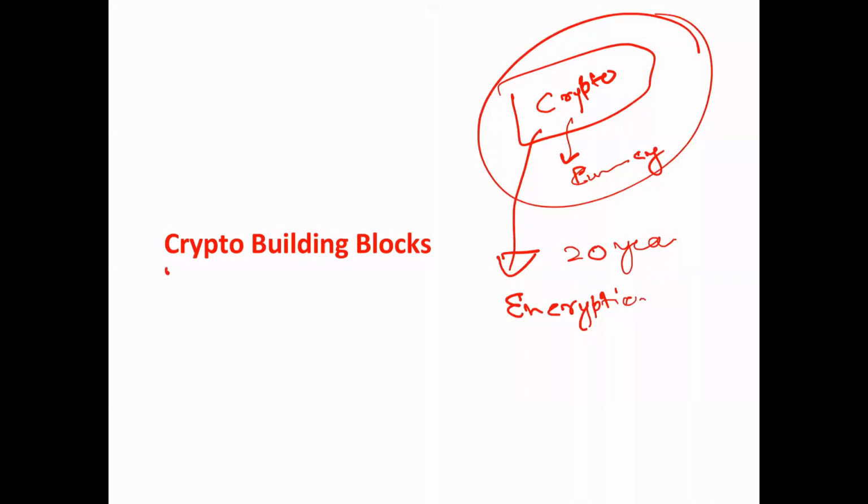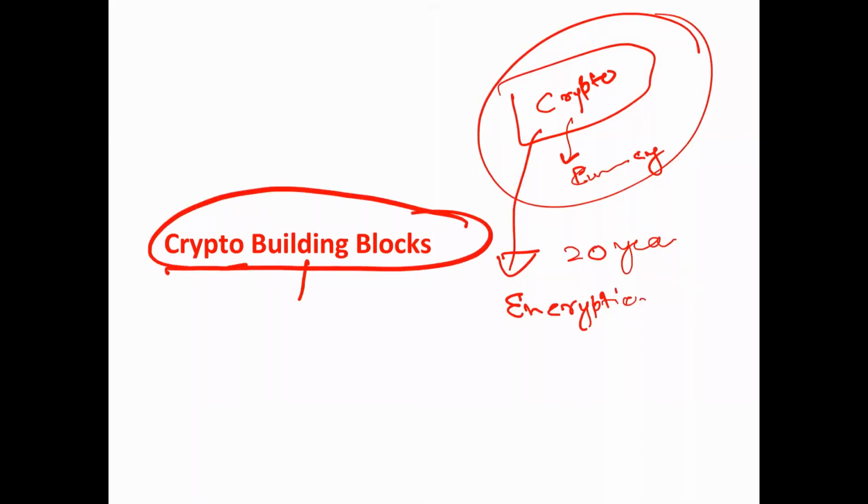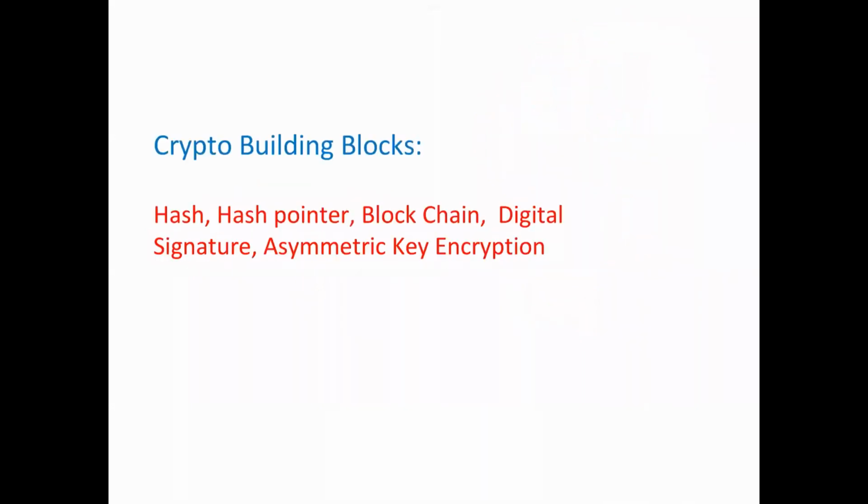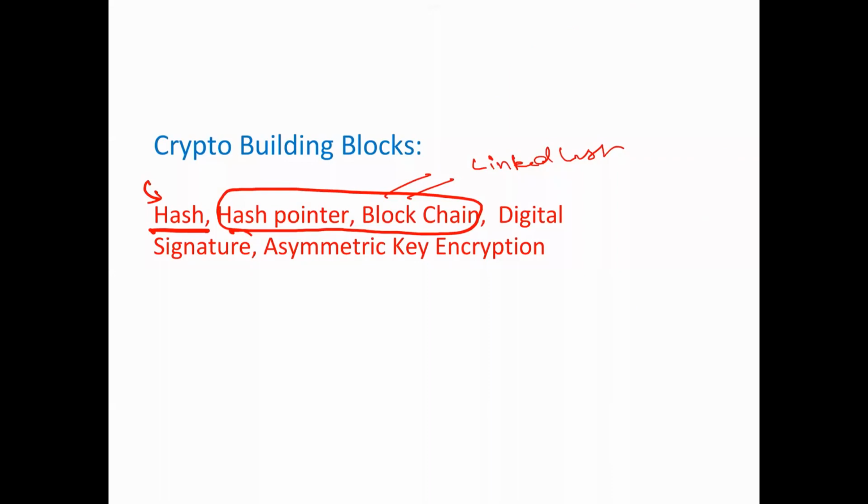So when we say crypto building blocks, what are the building blocks for cryptocurrency? Already we have studied many, right? Hash, we know. When we say hash, it is cryptographic hash. It's not the hash algorithm that you study in data structures. Hash pointer and blockchain, which is an extension of hash. Put hash and use a linked list, then you get a hash chain, or blockchain. Then digital signature we have already studied, and asymmetric encryption. We have studied two, RSA and Diffie-Hellman.